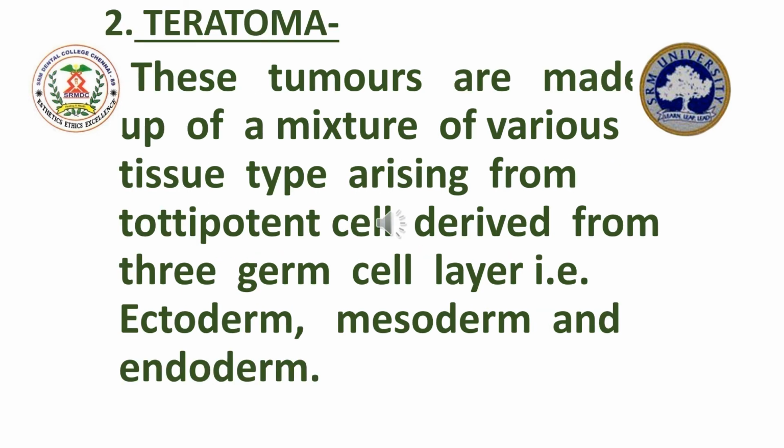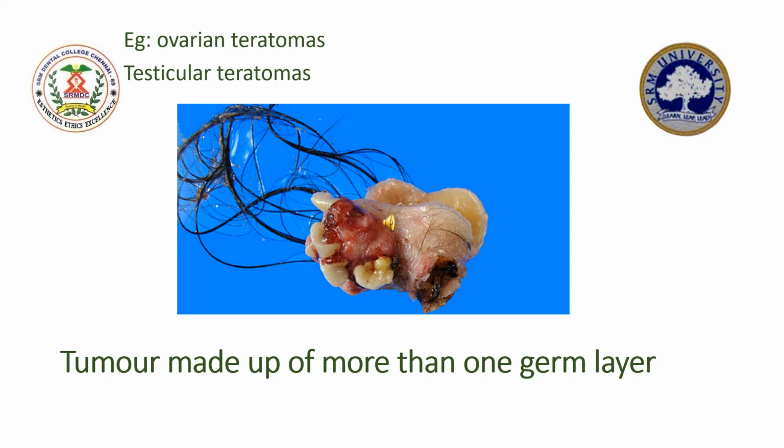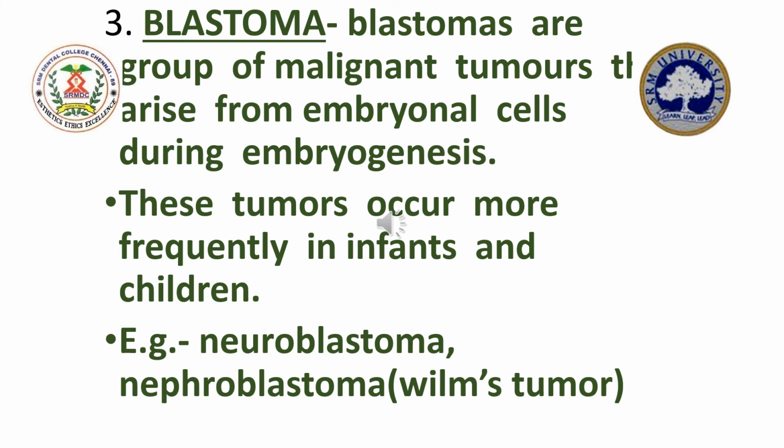Teratomas are made up of a mixture of various tissue types arising from the three germ layers, that is ectoderm, mesoderm and endoderm. This usually happens when there are complications during the cell differentiation process. Blastomas are thought to be due to genetic error during fetal development. They are also referred to as embryonal malignancies. When cells fail to develop into their final type before or after birth, this type of tumor develops in the body.